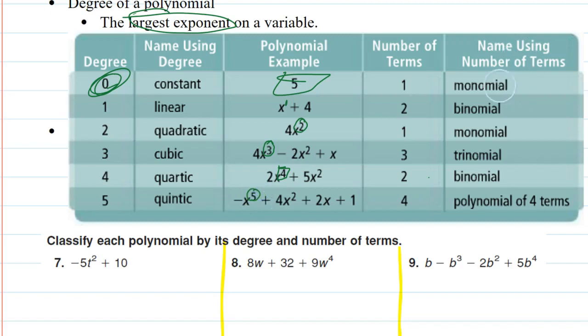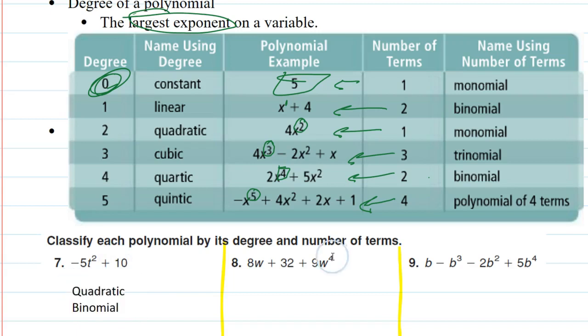Now, if we're naming these, we had one term here for a monomial, a binomial, another monomial, a trinomial, a binomial, and this has 4 or more terms, so it's a polynomial. Now what we want to do is a few examples. Classify each polynomial by its degree and the number of terms. The first one has a square on it, and I see 2 terms. The square tells me it's a quadratic, the 2 terms tells me it's a binomial.